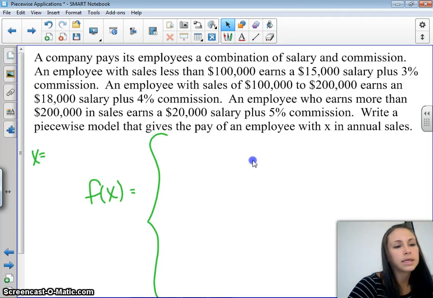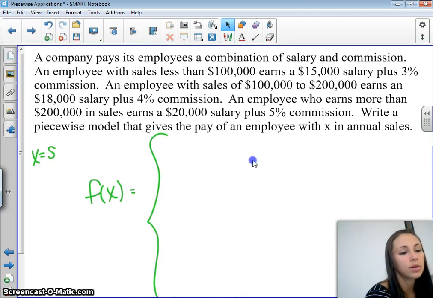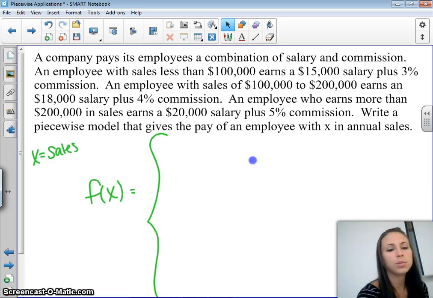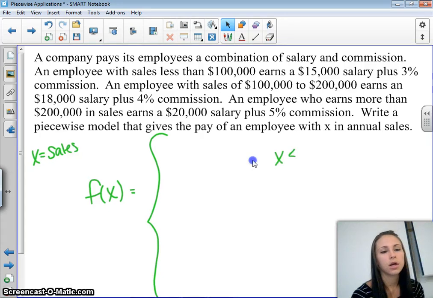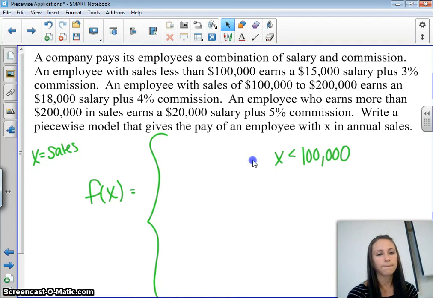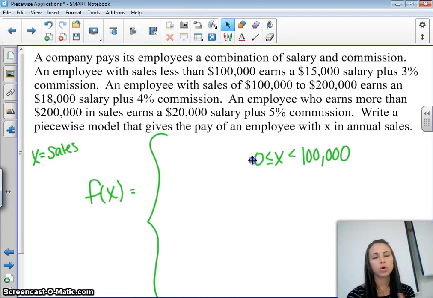So it says an employee with sales less than $100,000. So this looks like it's going to represent the sales that an employee has. And so if an employee sells less than $100,000, I would also want to say I can't sell negative dollars, so I'm going to say it has to be greater than or equal to 0, because I can't sell less than that. And it would just be less than 100,000, so just less than here.